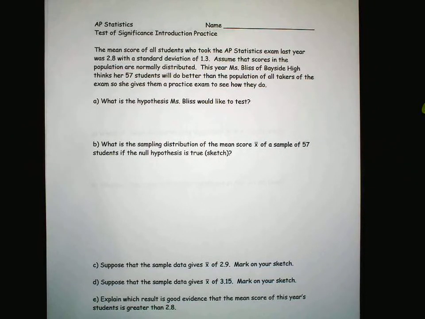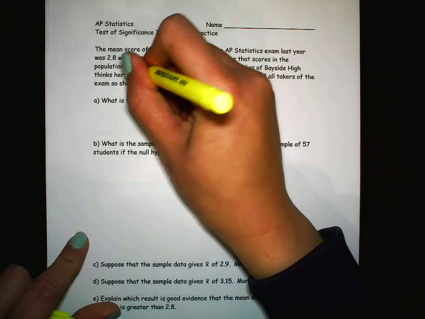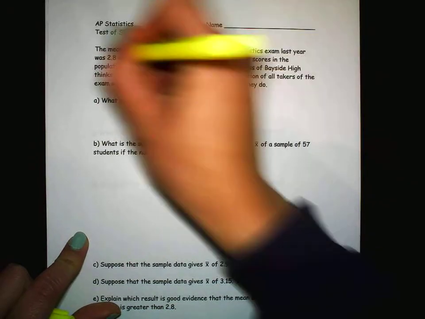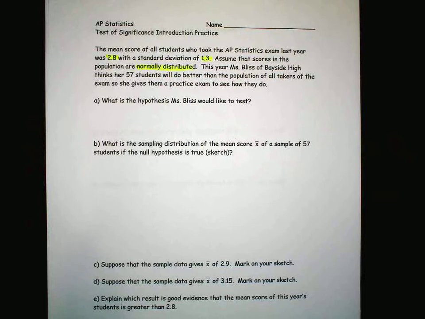So the problem is the mean score of all students who take the AP Stats exam last year was 2.8 with a standard deviation of 1.3. Assume that scores in the population were normally distributed. So that's a good thing to know. I'm going to highlight standard deviation 1.3. Assume that scores were normally distributed. This year, Miss Bliss of Bayside High thinks her 57 students will do better than the population of all takers of the exam. So she gives them a practice exam to see how they do.